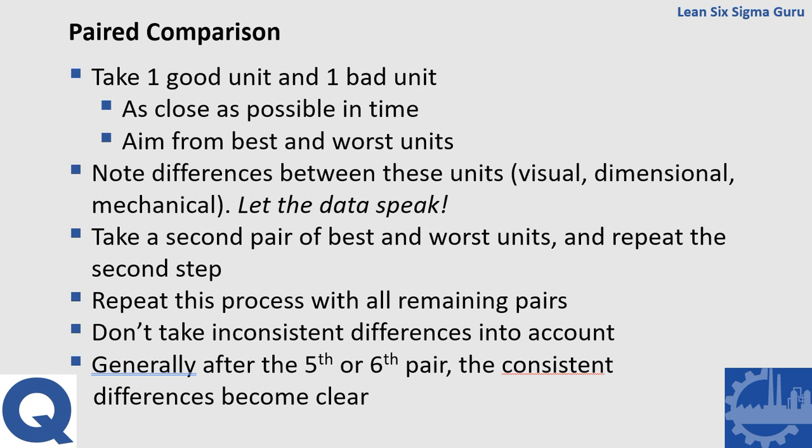And then we can look at those, divide up the samples, divide the returns, divide the products into good and bad, best and worst, and start doing the paired comparison between the two to identify what the consistent differences are.